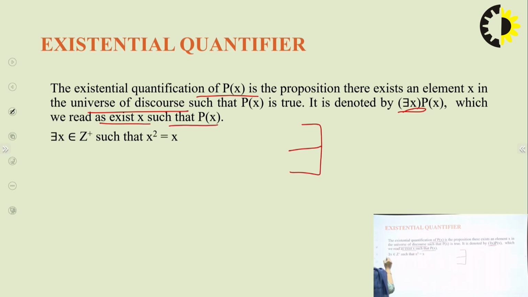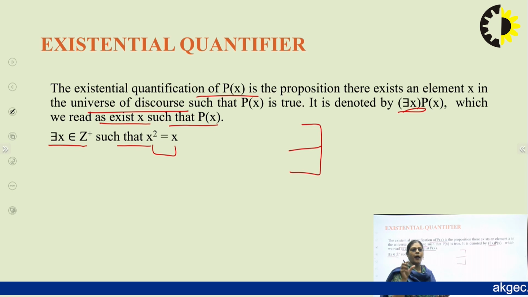Now there exists x belonging to positive integers such that x square is equal to x. Right? Now x square is equal to x is true for some part of the population only, not all the positive integers. Only some integers like 1 and 0 will come here, right? Not all the numbers.